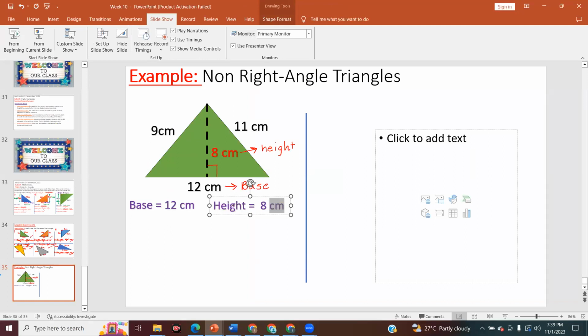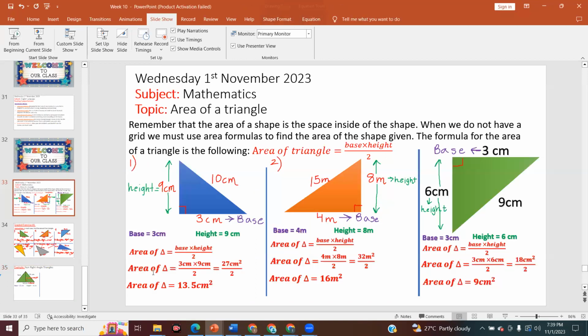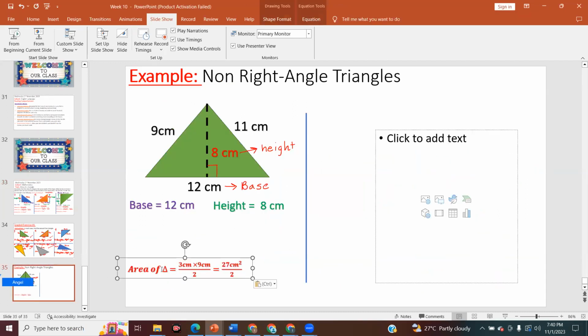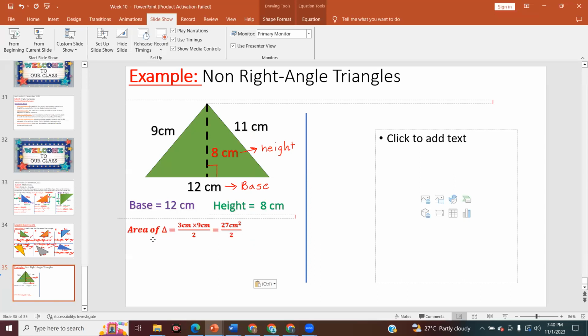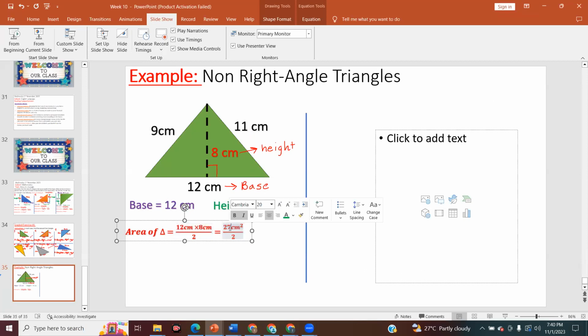Now, since the height is 8 centimeters, I think you're able to find the area of this triangle. So let's do it. The area of the triangle is going to be what? The base is 12 centimeters. The height is 8 centimeters. So what is 12 times 8? 96 centimeters squared.